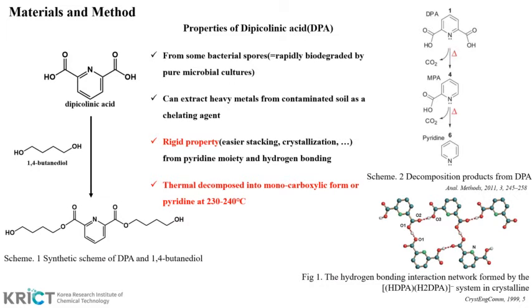Dipicolinic acid is from some bacterial spores. It means it can be rapidly biodegraded by pure microbial cultures. It can extract heavy metals from contaminated soil as a chelating agent. I expect rigid properties like easier stacking and crystallization from pyridine moiety and hydrogen bonding. However, even though it has a rigid property, there is some difficulty in the classic esterification due to thermal decomposition into monocarboxylic form or pyridine at around 230 Celsius degrees.